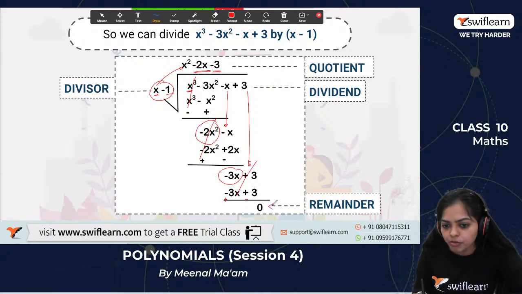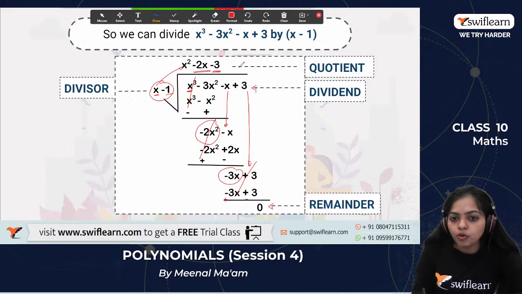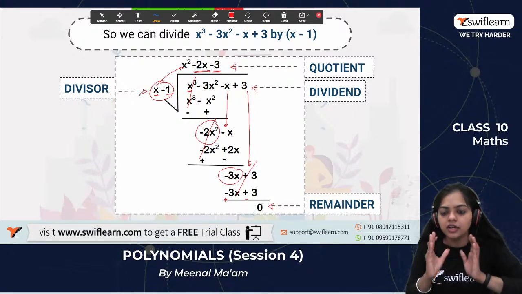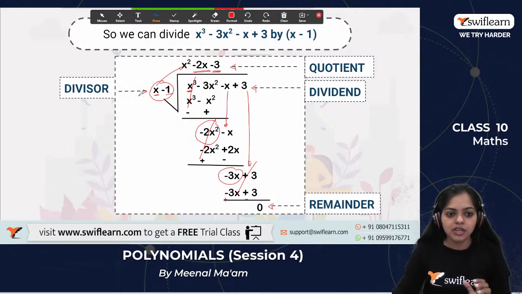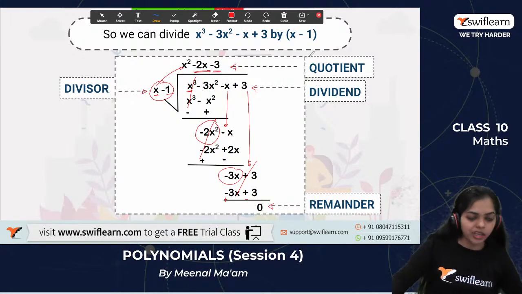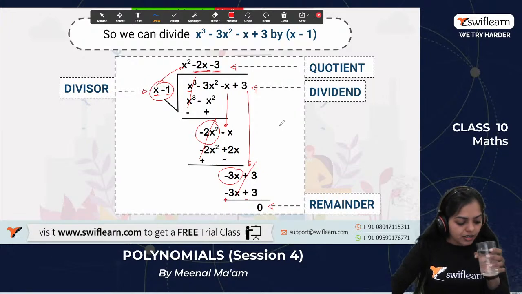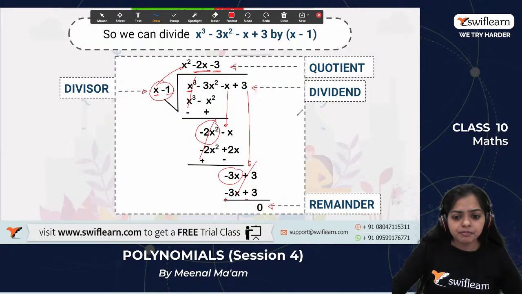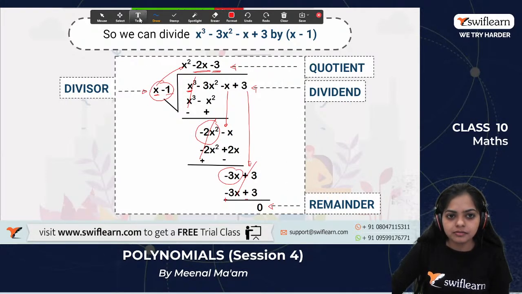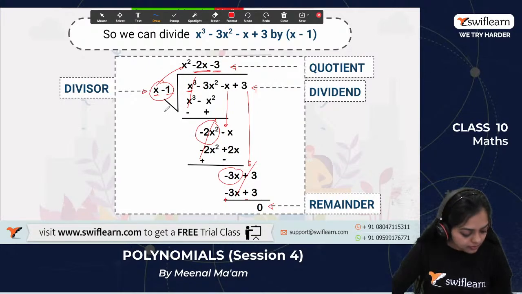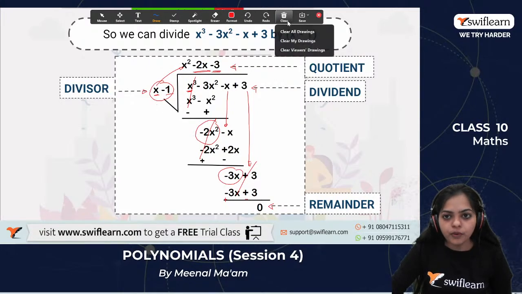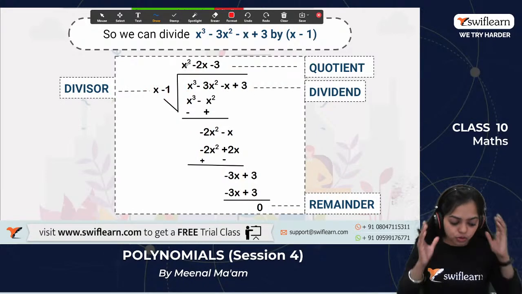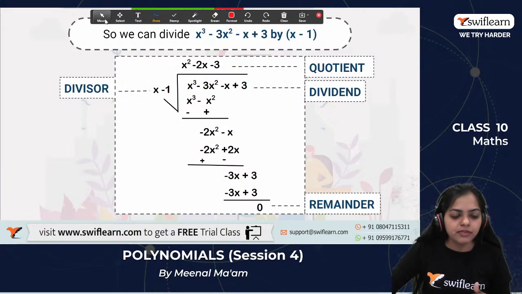So here the remainder is 0. Dividend is this. Quotient is x square minus 2x minus 3. And divisor is x minus 1. Now I think you all understood this concept, how we have to divide a polynomial by any divisor. Okay everyone? If anyone has any doubt, just tell me in the comment section. Alright, I think there is no doubt till here. Let's move on to the next slide.